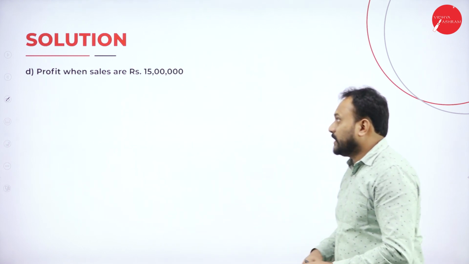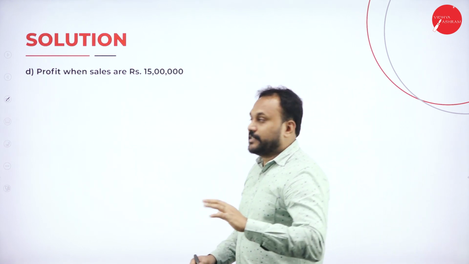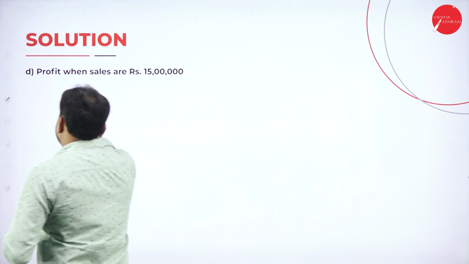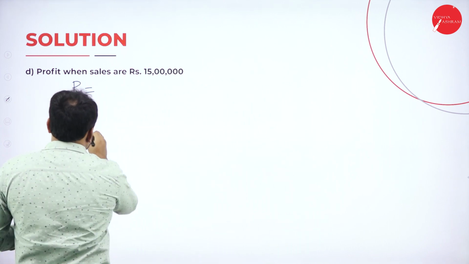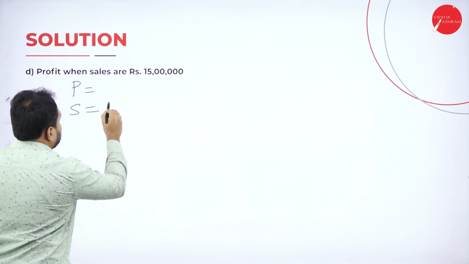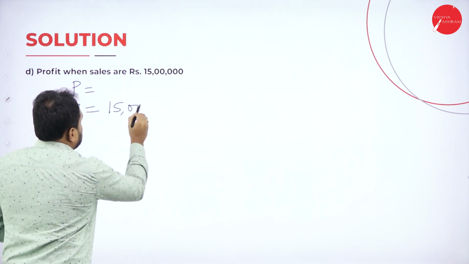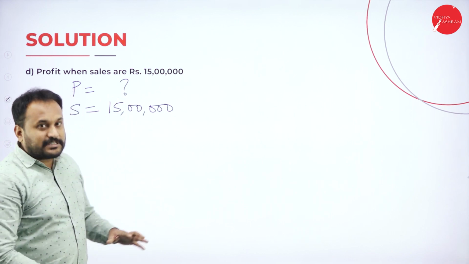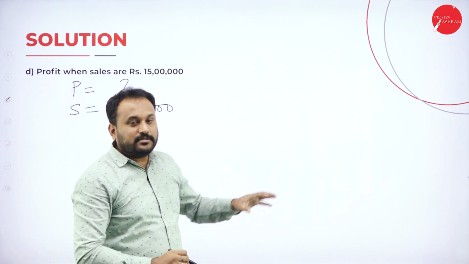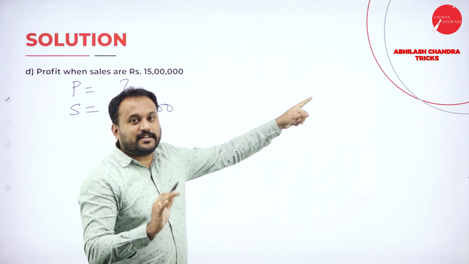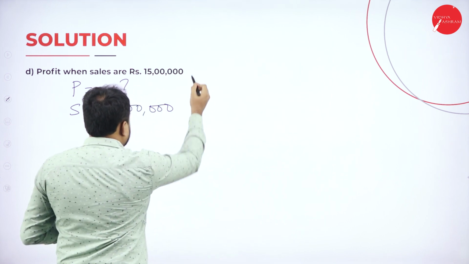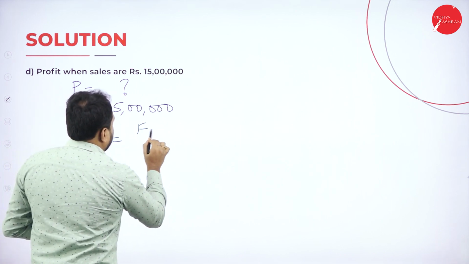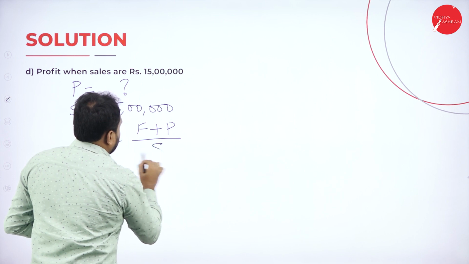Next question. What is the question? D. The question is profit when sales are rupees 15 lakh. What is the question? Profit when sales are rupees 15 lakh. So what are they asking us? Find profit. Same for this also, you are supposed to go with this Abhilash Chandra tricks, that is PV is equal to F plus P divided by S.